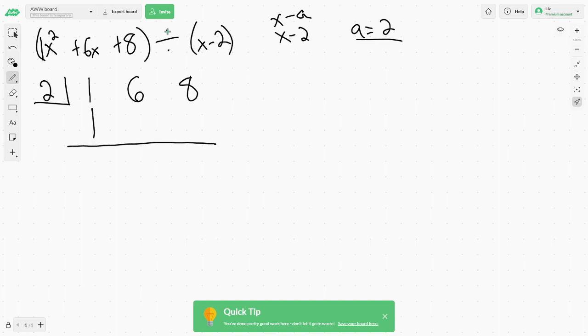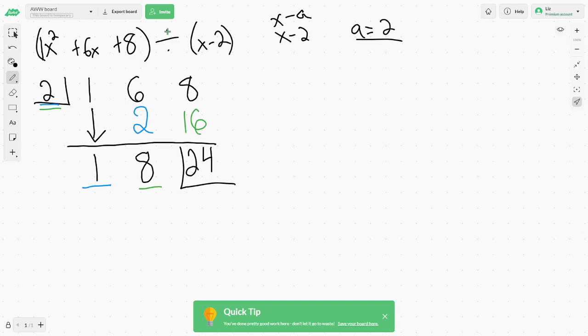Our next step is to bring the first number down. We don't do anything with it right now. Then we take this number and we multiply it by 2, and we get 2. 6 plus 2 is 8. Now we take 8, multiply it by 2, and we get 16. We add them together. 8 plus 16 is 24. And I'm going to put that in a little box here.